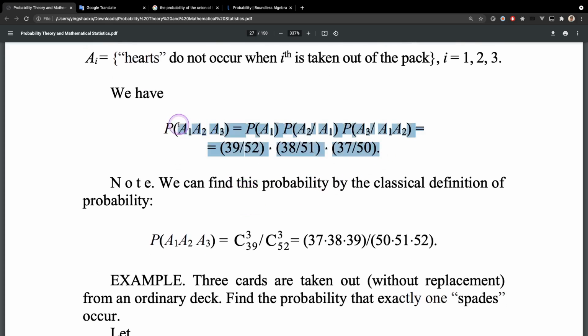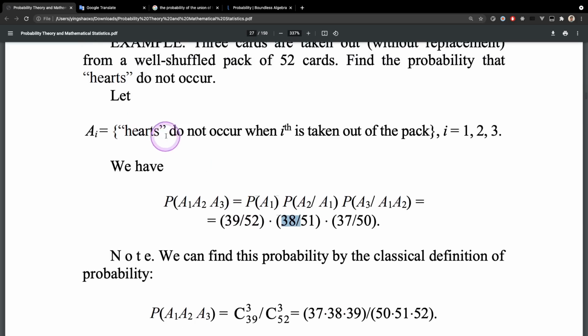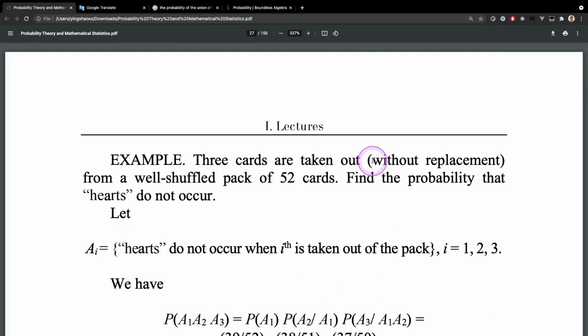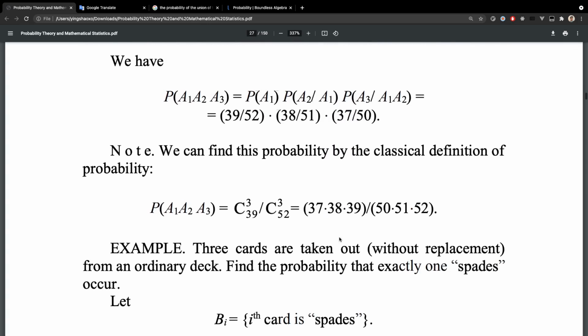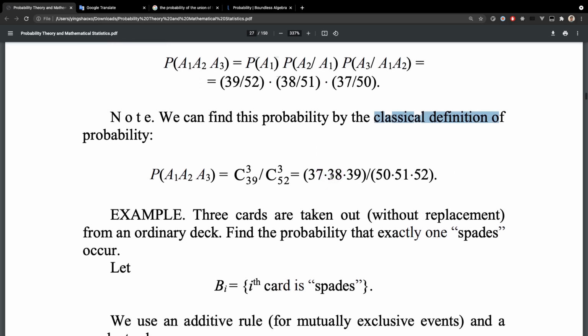And we could do it in this way, or as you could say, for each time the not-occurring card count would be reduced by 1. For example, 39, 38, 37. Why? Because this is sampling without replacement, right? And also, instead of that, we could also find the probability by using the classical definition, which I guess is a smart way of doing that.